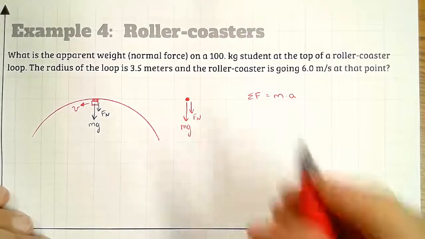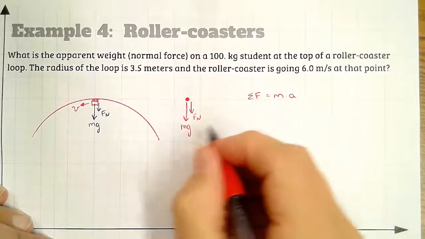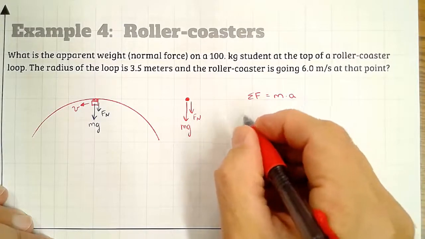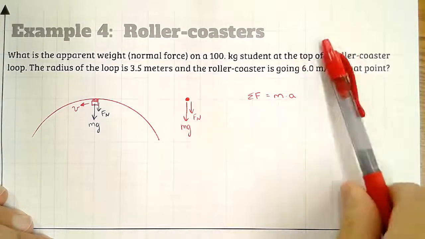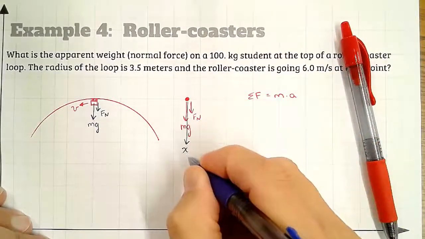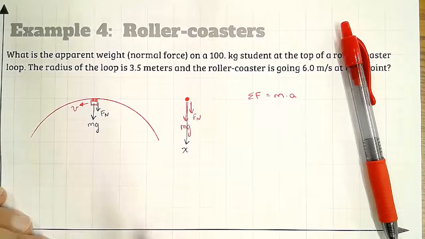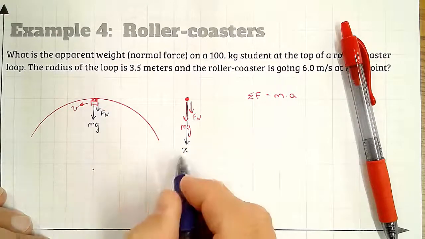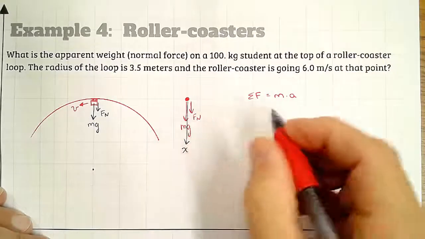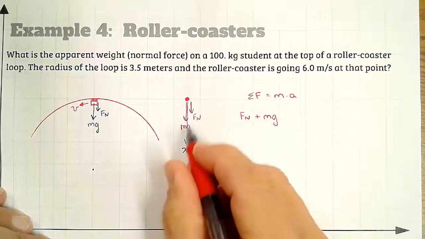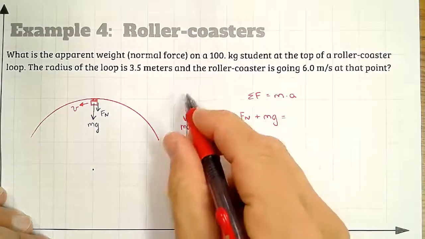Now, the unbalanced force is going to be these two forces, and they both point downwards. So for the sake of my problem, I'm going to call this the x direction, because that's the direction it's accelerating. Remember, it's easiest if you make the x direction the direction of acceleration. So if I make the direction towards the center of the circle my x direction, then the forces in the x direction are F sub N plus mg. Those are both going in the x direction, and they have to equal the mass times the acceleration in that direction.